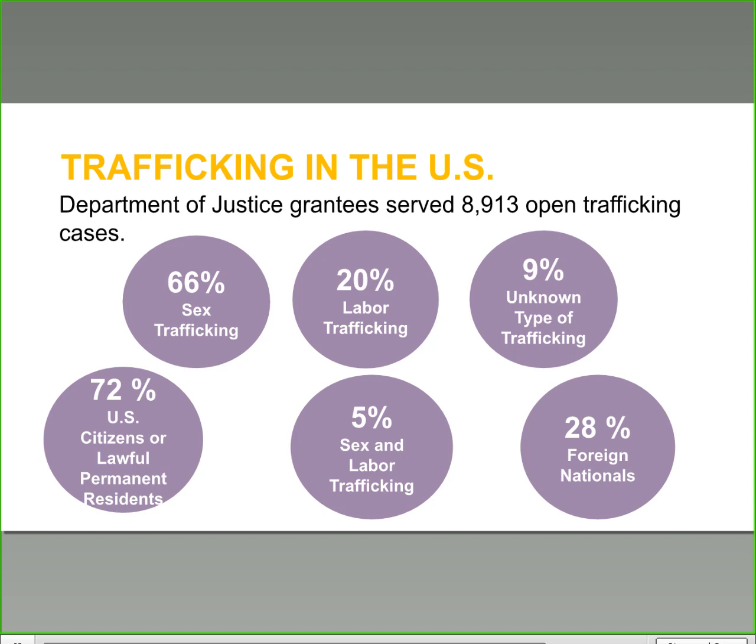And so, again, I want to also point out that 72% of the open cases that they have are U.S. citizens or lawful permanent residents. So again, kind of going against the stereotype of a trafficking victim being undocumented or not having any type of status. It's a very important number that many people who are actually being trafficked have legal residence of some form in the United States. Next slide, please.